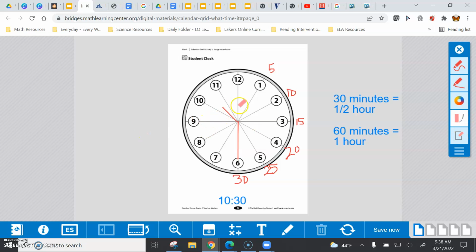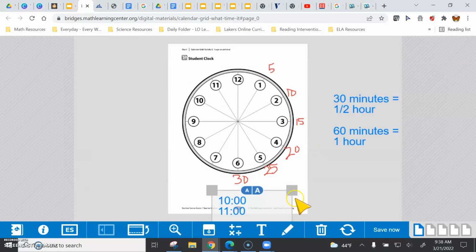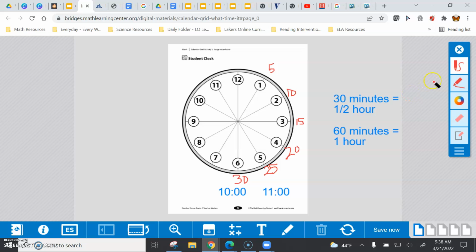And the last thing that I want to do is this. I want to show you something. What if we wanted to show how the clock moved from 10 o'clock to 11 o'clock? Watch the screen very carefully. I'm going to show you. We just saw what 10 o'clock looked like. That's where we started. 10 o'clock has the big hand on the 12 and the little hand on the 10.